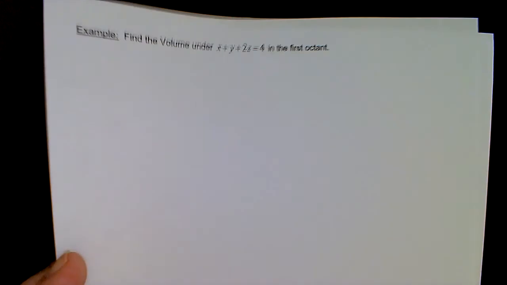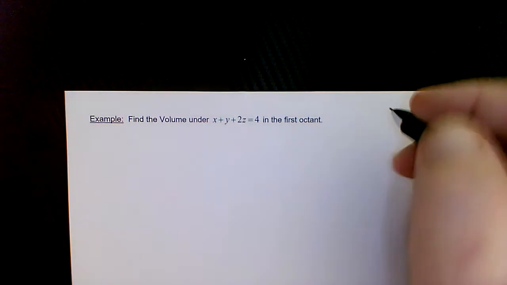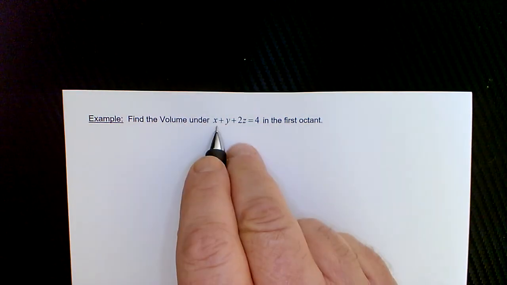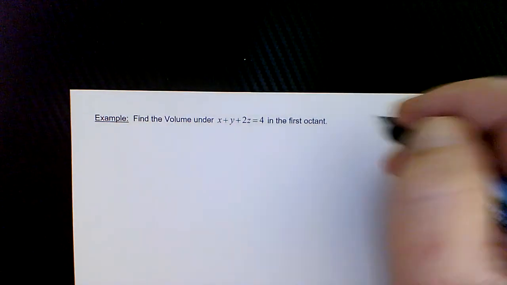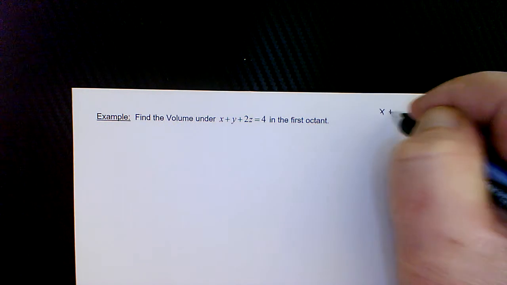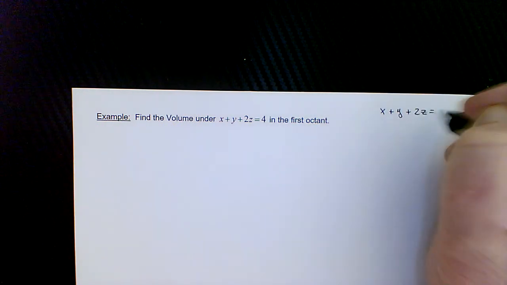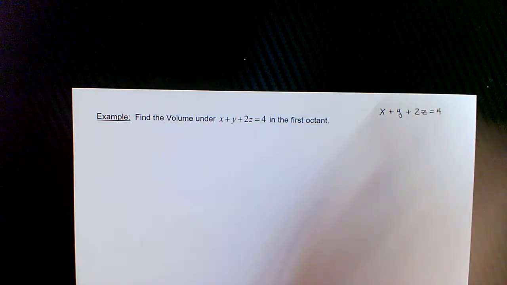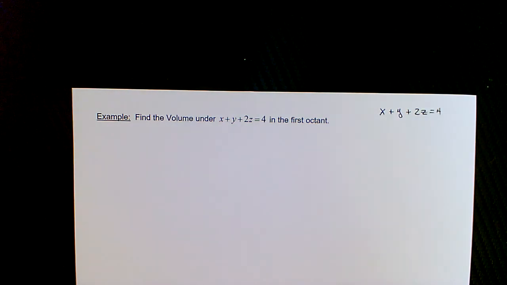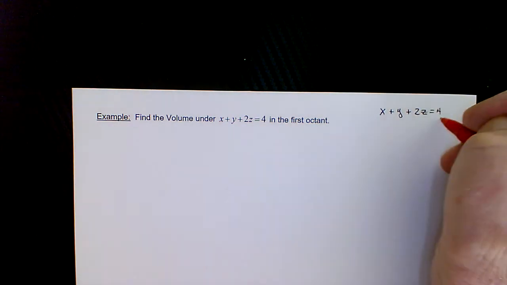Okay, so an example. We're going to find the volume under this plane in the first octant, so that's why we went through that example earlier where we sketched out the tetrahedron. So we identify it as being a plane in the first octant, call it a tetrahedron. We'll get it in our standard form by dividing everything by 4.